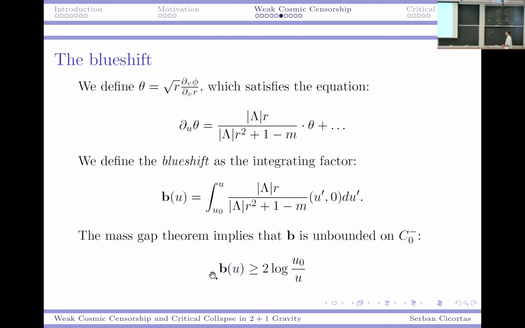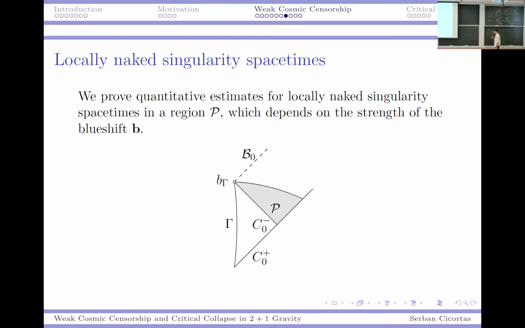Now, in order to show that these things are unstable, I first need to have some quantitative control of general such solutions. This is what I'm explaining now. I'm going to prove some quantitative estimates for general locally naked singularity spacetimes, and I'll do this in a region that I draw here as P. This region is exterior to the cone C0 minus. You should think that this region depends on the strength of the blue shift on this backward cone C0 minus. The stronger the blue shift is, the smaller this region in which I can have quantitative control is as well.